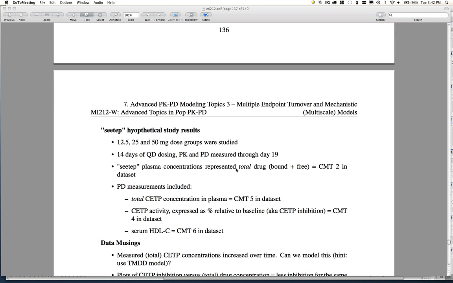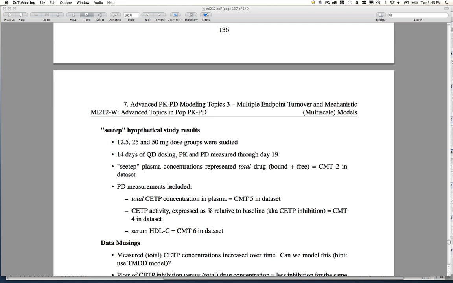So one thing about this drug is that it actually goes in and binds with CETP within the plasma. And then when you measure the total drug concentration, the processes that you use actually end up measuring the total amount of drug, not just the free amount of drug. So you get the bound plus the free. So for this, if you think about the target-mediated drug disposition models, oftentimes we're writing them in terms of describing a free concentration. We don't know the total concentration. In this particular example, we know the total, but we don't know the free.